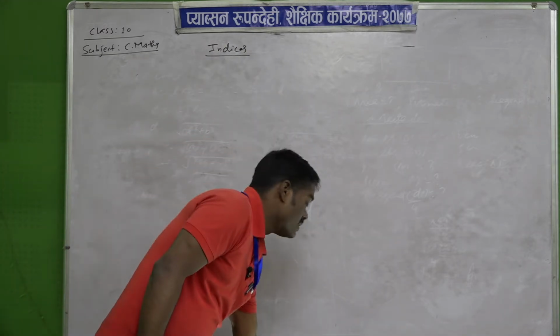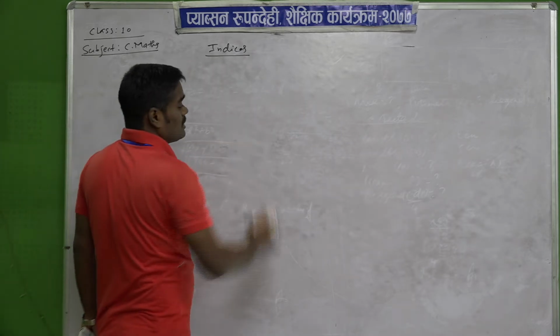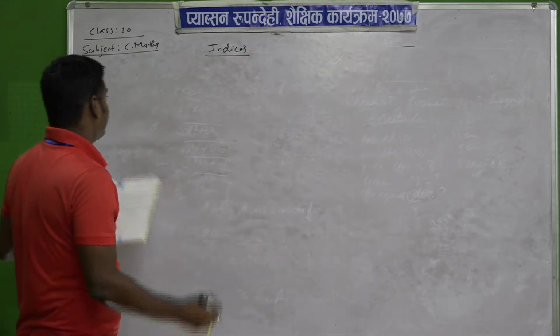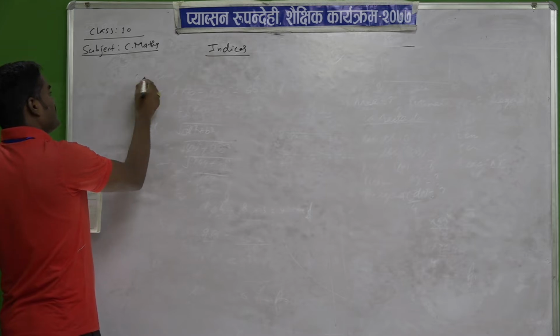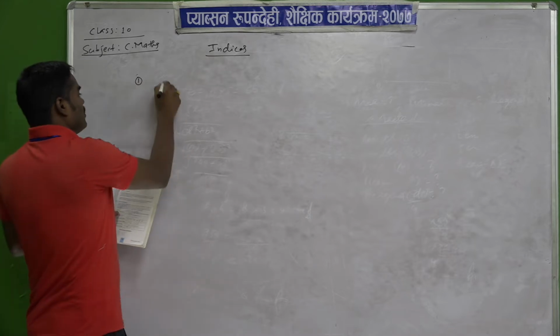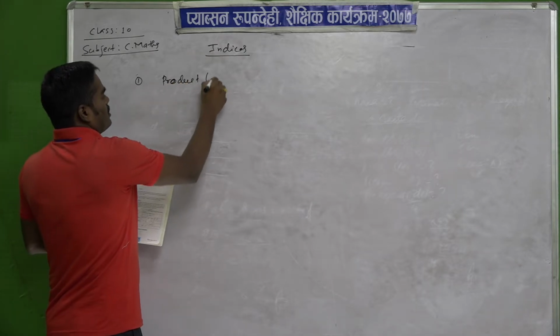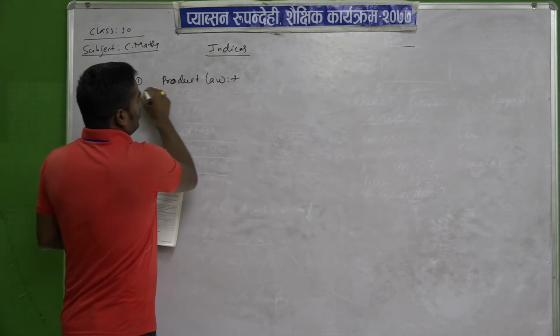Today we will start indices. In indices there are certain verified rules. They are product law. What is that?